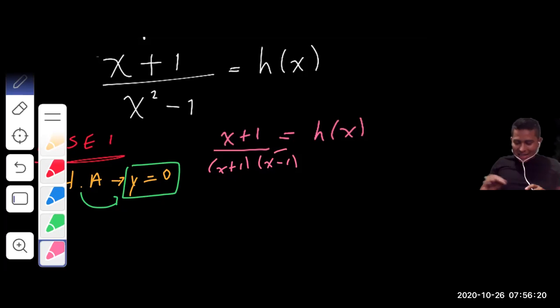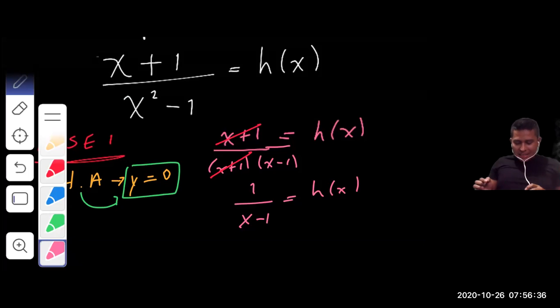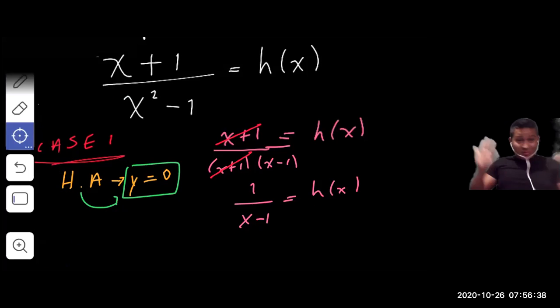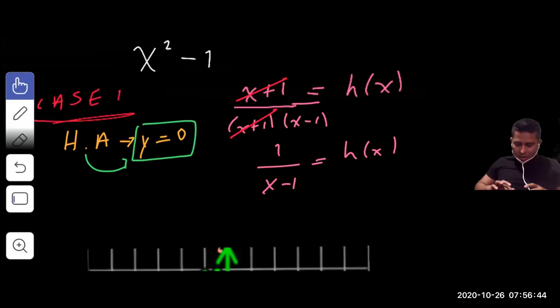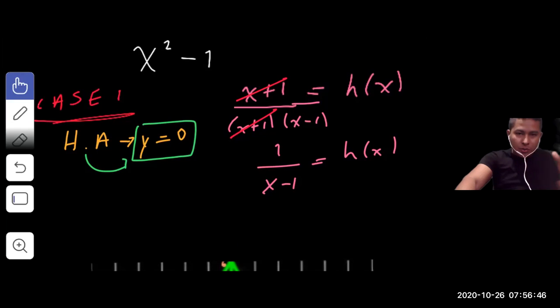We can cancel x plus 1 with x plus 1, and that is equal to 1 over x minus 1. This is my function, guys. We could cancel something. Once you have factored this out, you are going to try to identify the vertical asymptotes.